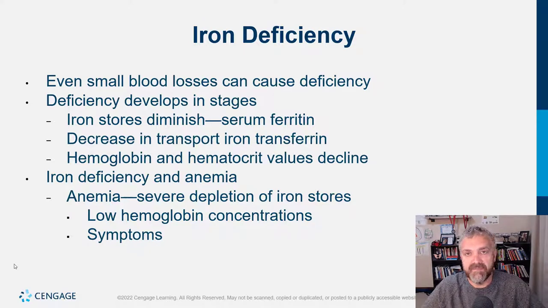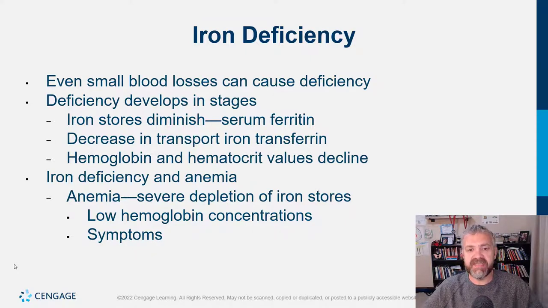And then bleeding. So think about someone that has parasitic infections that cause bleeding in the GI tract, or a menstruating female. So you're losing iron in ways you don't lose other nutrients. And there may be primary deficiencies just because you're not consuming enough of it. All right, so even small blood losses can cause deficiency, which is why you'll see that the needs for iron for a menstruating female is more than double that of a male.